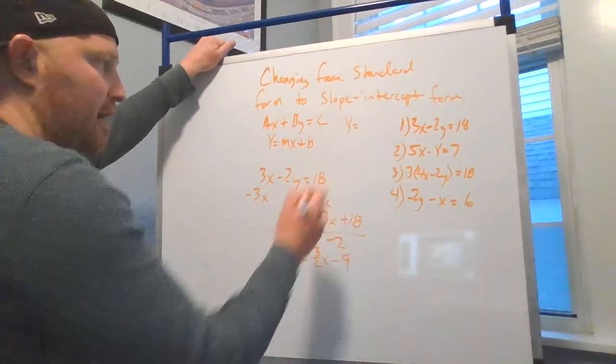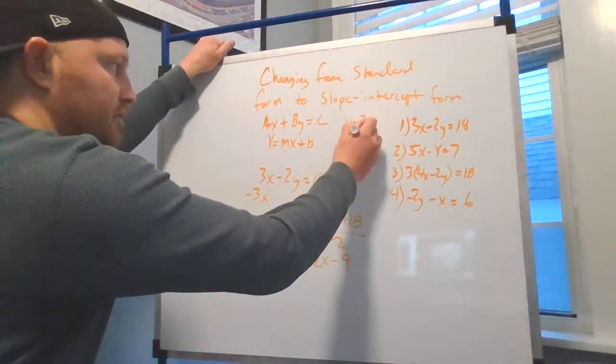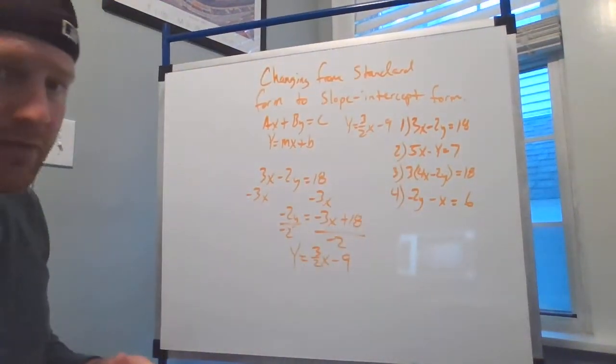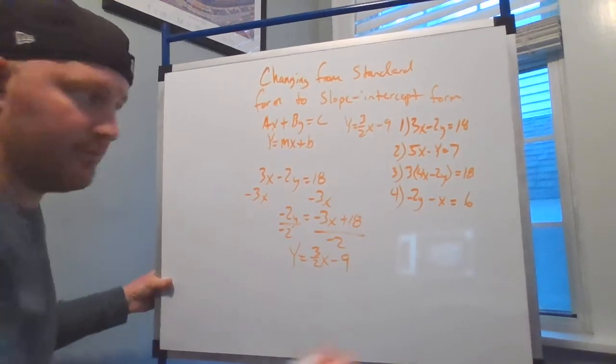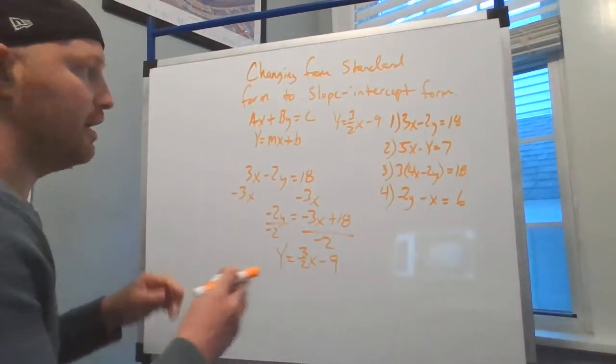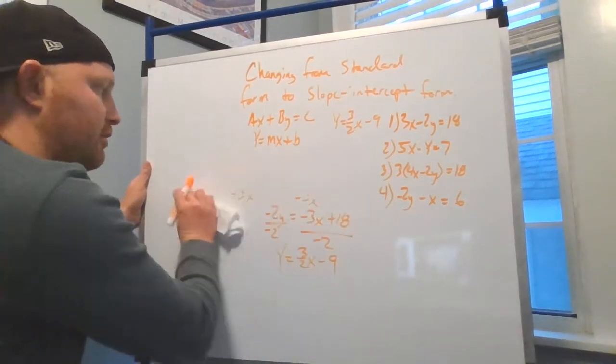So now, write the answer next to it. This is y equals 3/2 x minus 9. That's how you do that one right there. Can you see this whole thing? That's good. All right, next one, number 2. Let's go on number 2.